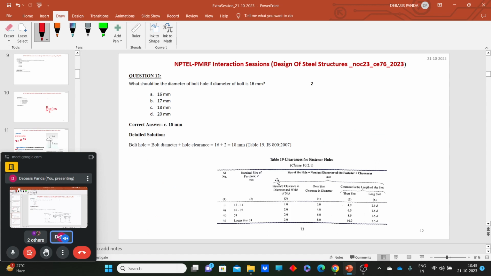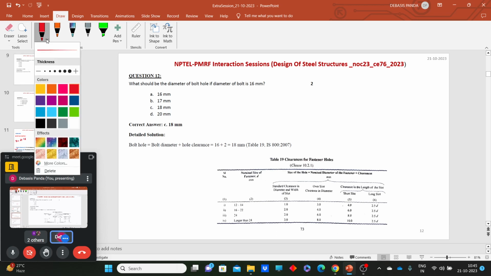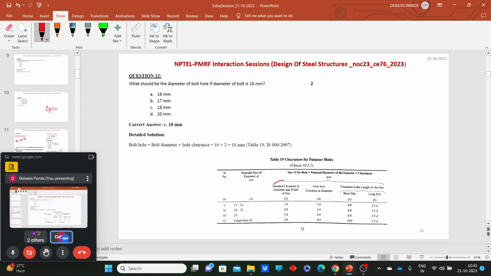Now one more thing: the next question says what should be the diameter of the bolt hole. For bolts we have a dedicated Table 19. And please try to remember the slot size with respect to standard clearance, because we are dealing with bearing type bolts, so in most cases the standard clearance will follow. Generally, for 12 to 14 mm the standard clearance is 1, and for 16 to 22 or even 24 mm, the standard clearance is 2.